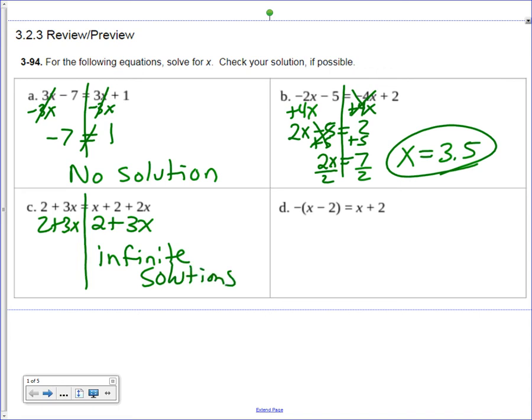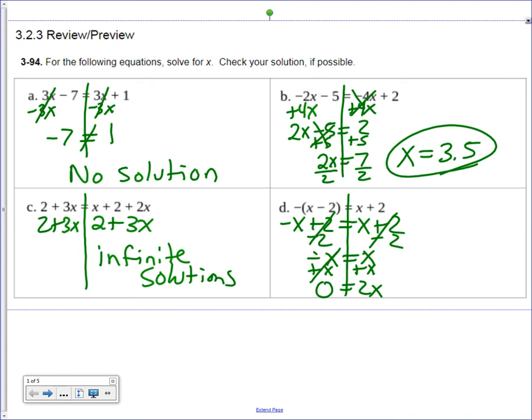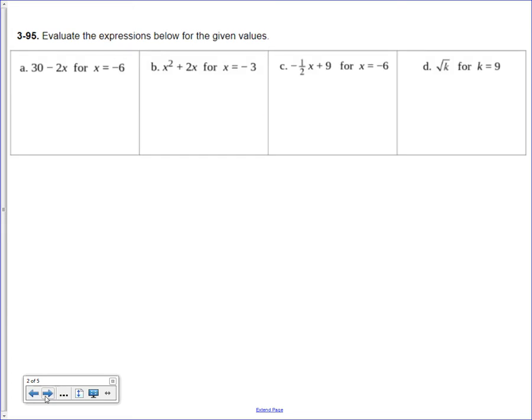Okay. In D, first I have to get rid of the parentheses, so I get a negative x plus 2 equals x plus 2. So I'm going to subtract 2 from both sides. So I get negative x equals x. Add x to both sides. So I get 0 equals 2x. Divide by 2. I'm going to get x equals 0. Be careful with that one.